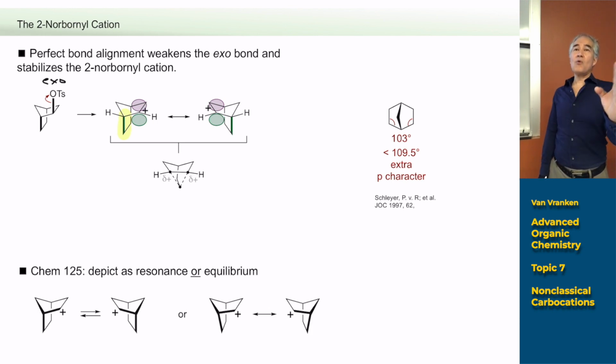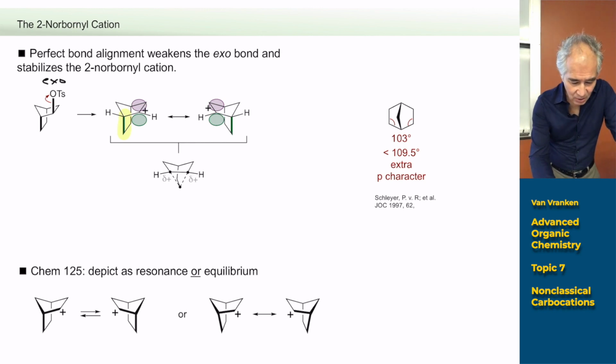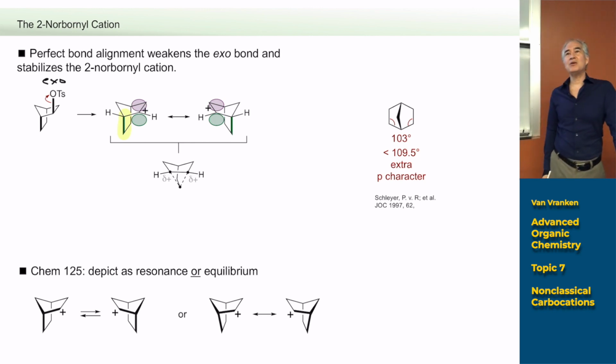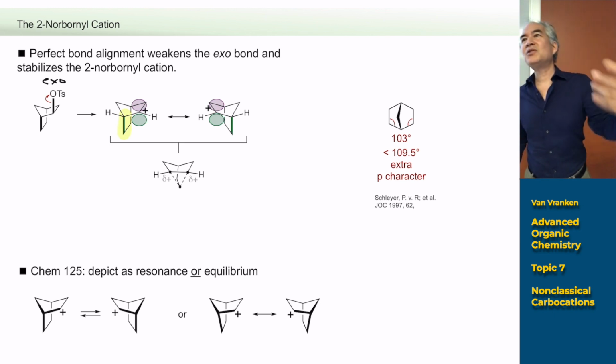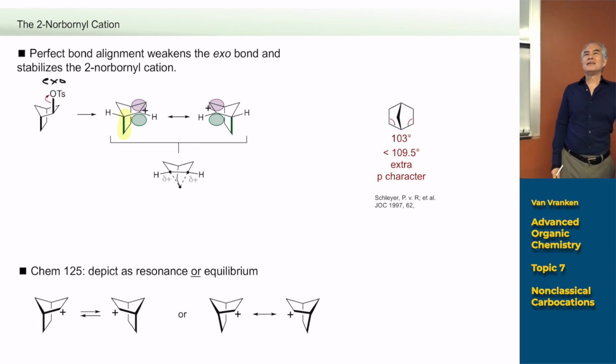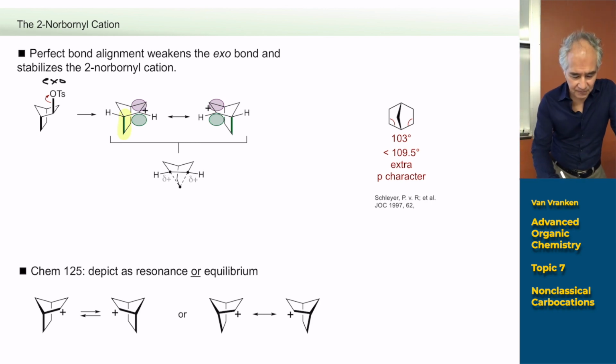It is right next door to the p orbital. The electrons in this yellow bond are overlapping in space with that empty p orbital. And if they are overlapping in space, they are donating into that p orbital. And when you donate into an empty orbital, you stabilize the system. You cannot stop this vertically downward carbon-carbon bond from stabilizing this Norbornyl cation.